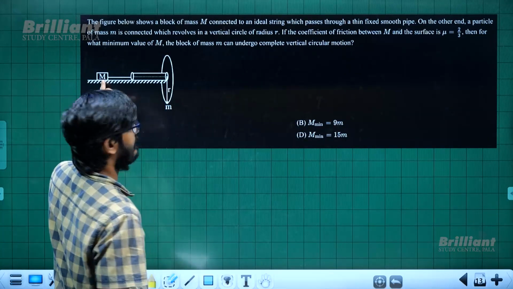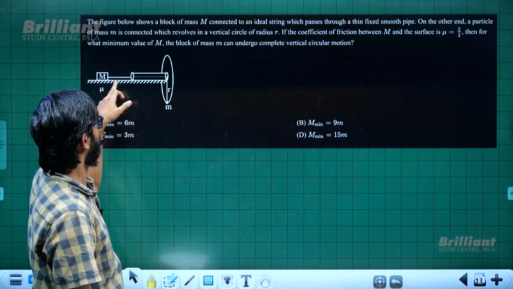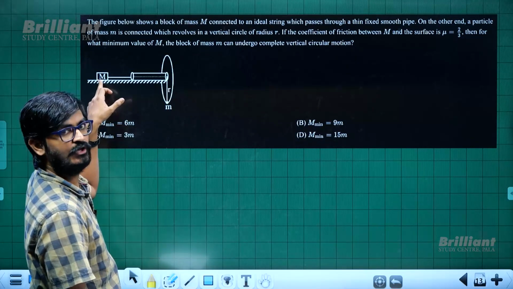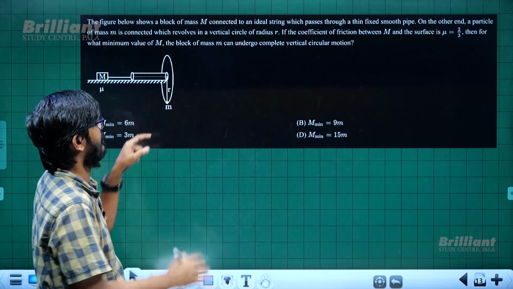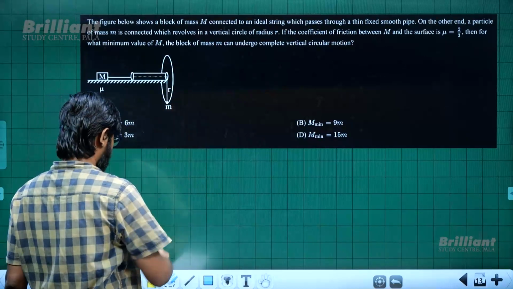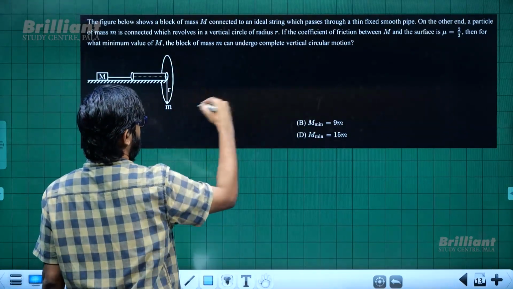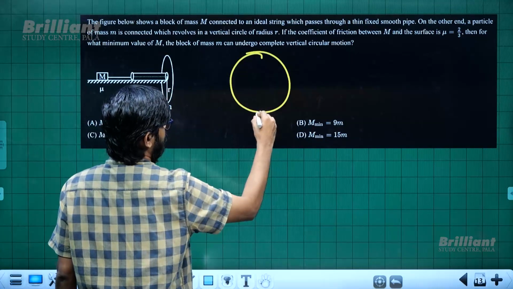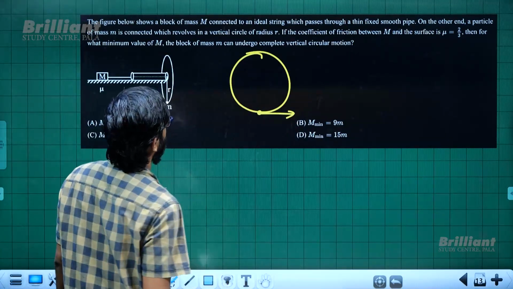So this block must stay there. The meaning is, for the maximum tension, this must survive, not moving. So when will maximum tension happen? When it is rotating, maximum tension will happen at the bottommost point. This is performing circular motion, right? So I am just putting it here. So maximum tension will happen at the bottommost point.